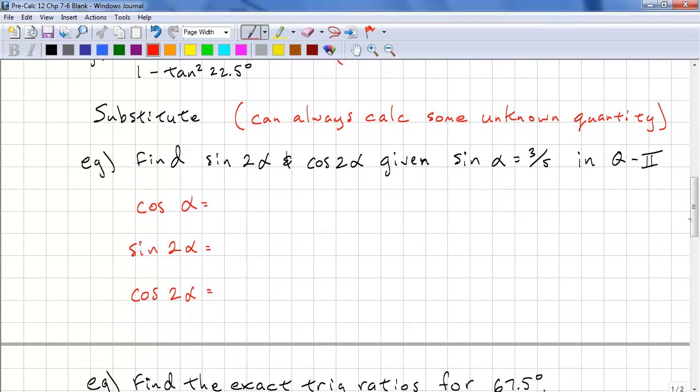Okay, we can substitute. This will allow us to calculate the unknown quantities. So find sine 2 alpha and cos 2 alpha if we're given that sine alpha is equal to 3 over 5 in quadrant 2. Remember that cos alpha, this is the unknown, is negative in quadrant 2.